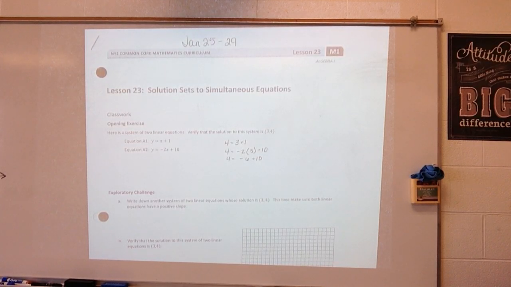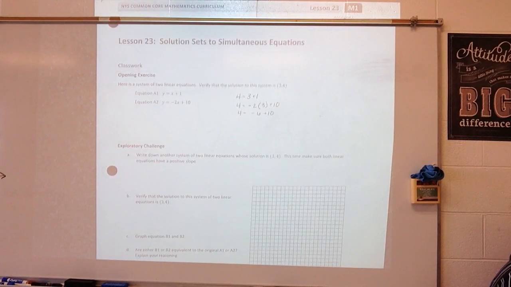Alright, so let's look at our exploratory challenge. Write down another system of two linear equations whose solution is 3, 4. This time, make sure both linear equations have a positive slope. Alright, so you can do several different things. Obviously, if we were in class, we would be able to discuss what we could do here, but I'm going to go ahead and show you.